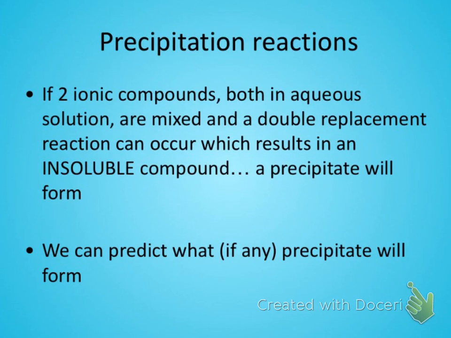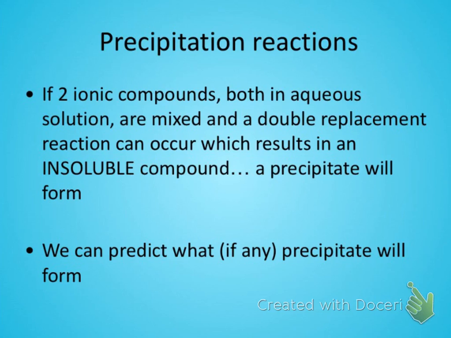Folks, if you're not part of the solution, you're part of the precipitate. So the precipitate is that cloudy or fuzzy stuff. What happens if we take two ionic compounds, both in aqueous solution, clear solutions, and we mix them together and they form something new?